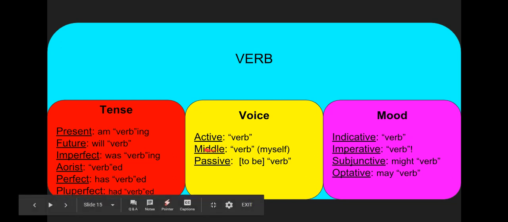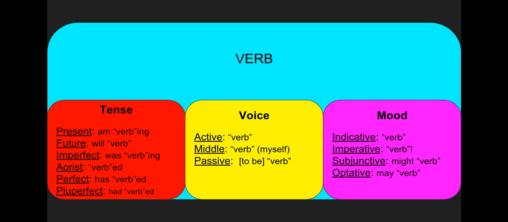And middle is a super flexible voice. Sometimes it sounds active, sometimes it sounds passive, and sometimes it sounds in the middle. So for example, I dress myself. I'm doing the action of dressing, but that action is also being done on me. The dressing is happening to me.